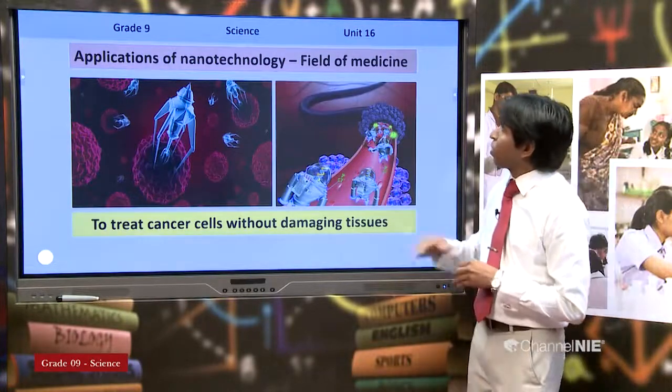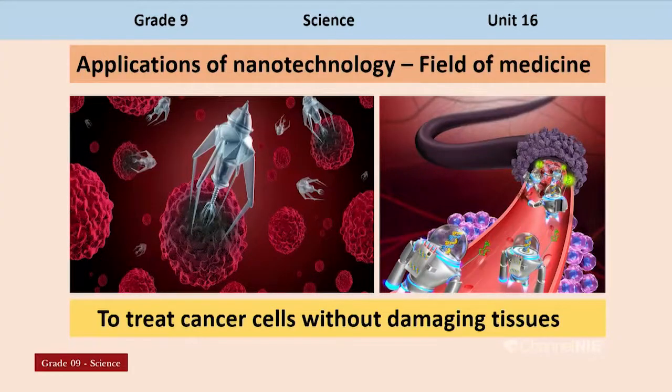Next application, field of medicine. So, you can see here cancer treatment. Currently what we use is radiation therapy or chemical treatment for cancers, but in the future you can get treatment without damaging tissues. When we use radiation therapy or chemical therapy for cancers, not only the cancerous cells, even the normal, healthy cells can get damaged due to these harmful radiations.